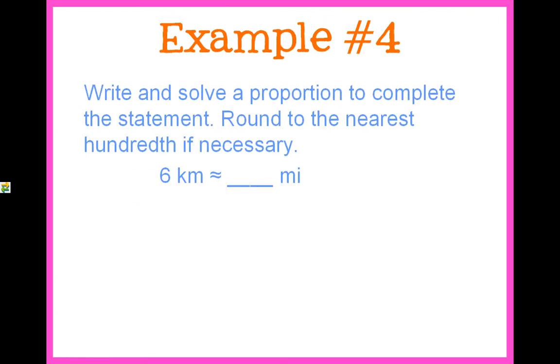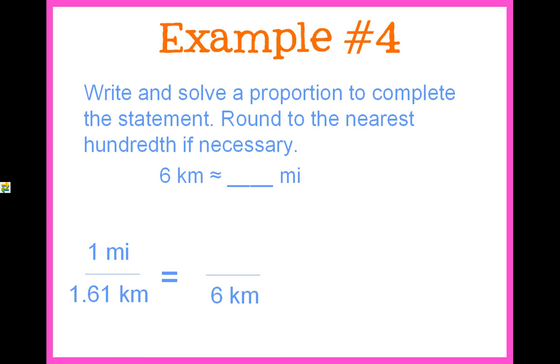Okay, so here we're going to write and solve a proportion to complete the statement. Round to the nearest hundredth if necessary. So, we want to know how many miles approximately is 6 kilometers. Well, we know that from the previous slide, 1 mile is approximately equal to 1.61 kilometers. So, we're going to set up a proportion. Remember, we want to match kilometers with kilometers, miles with miles. We want to find out how many miles are in 6 kilometers.